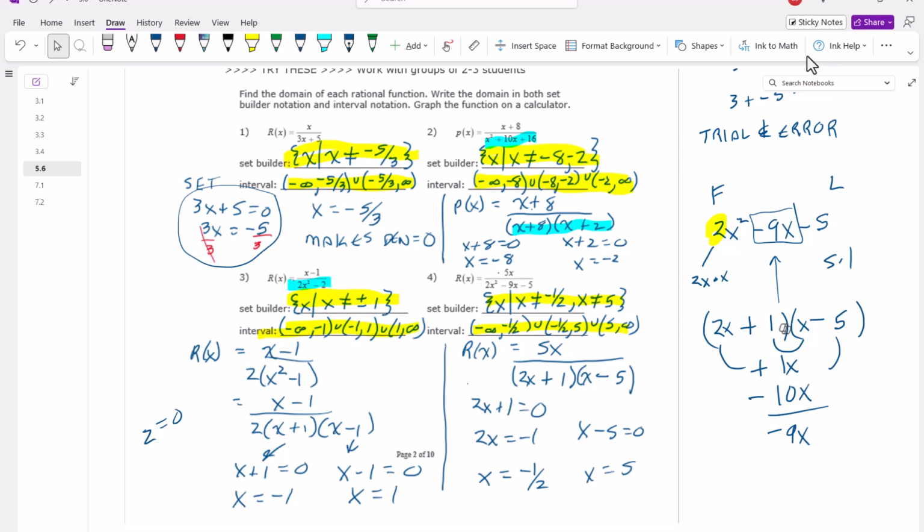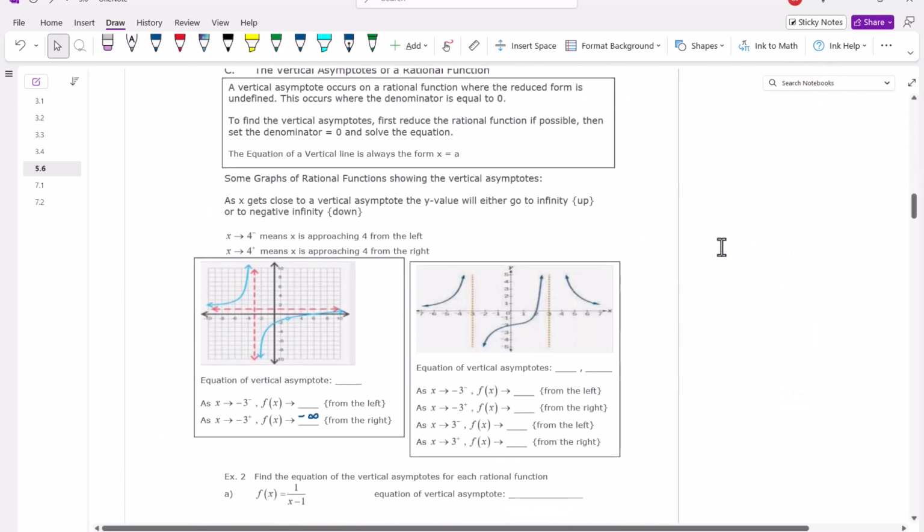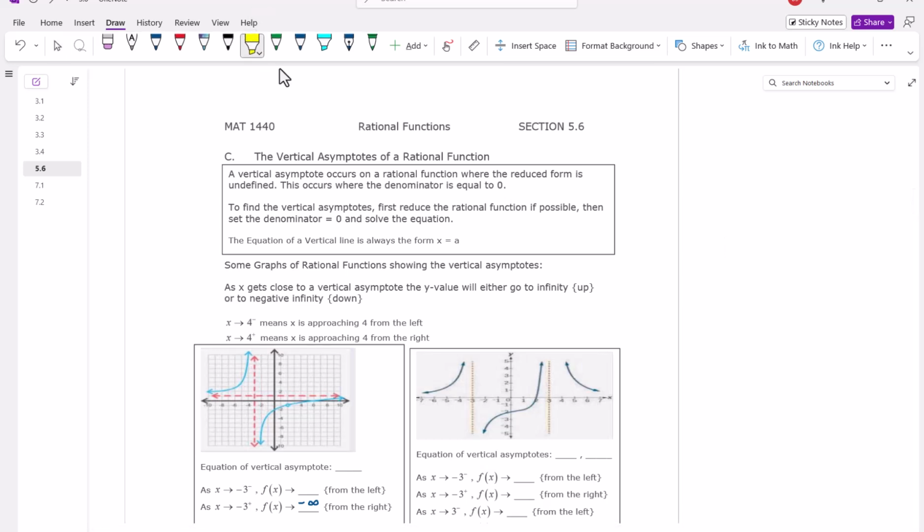Okay, next thing we're going to look at is what we call a vertical asymptote, and I do want to go over this clearly enough that you understand why we have a vertical asymptote and what they really mean. So a vertical asymptote occurs on a rational function where the reduced form, and that's real important, is undefined. So to find a vertical asymptote, you've got to reduce the rational function. What I mean by that is if factors cancel, then cancel them out, then set the resulting denominator equal to 0. You're finding where it's undefined, but you're only finding where the reduced form is undefined.